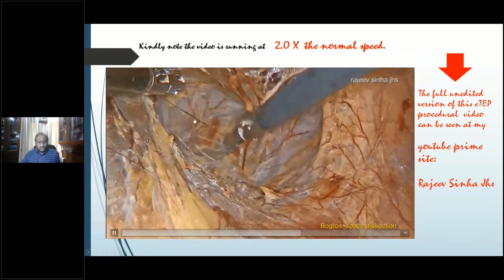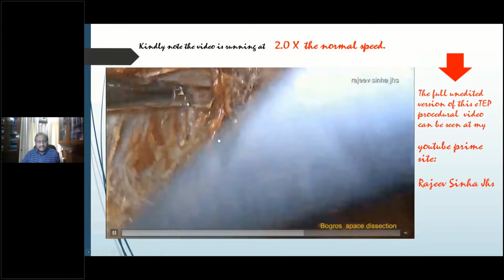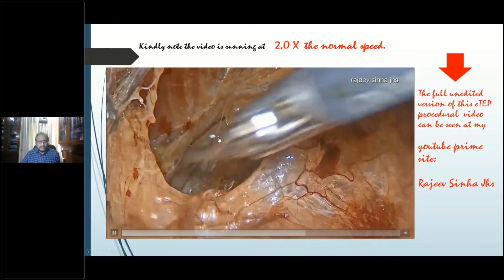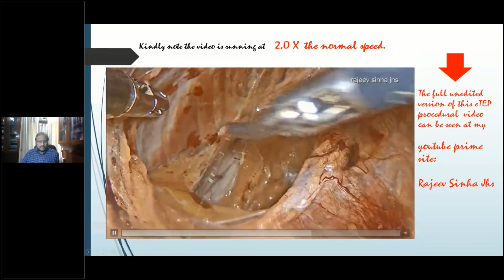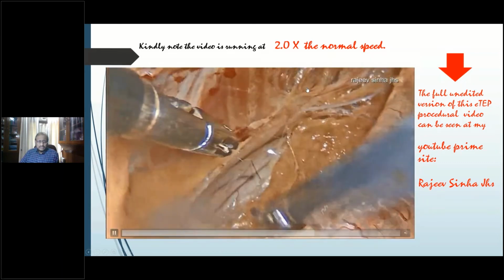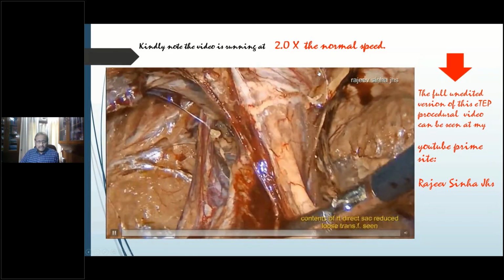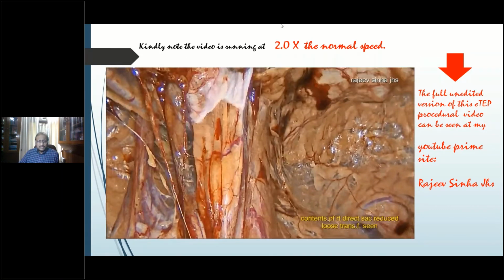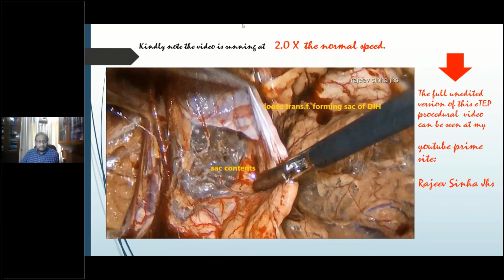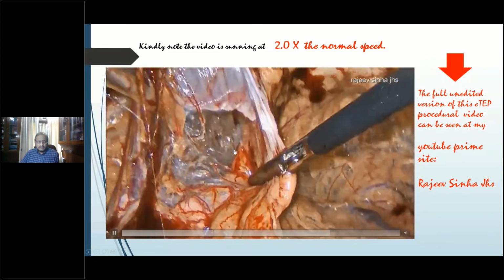The space of Bogros is being dissected. This is the cord, and you're going lateral to the cord, so that's the space of Bogros. The peritoneum is being stripped off the undersurface of the abdomen. That dissection has to be very careful. And now the reposition of the direct sac. You can see the loose transversalis fascia of the sac, and the direct sac being brought down.